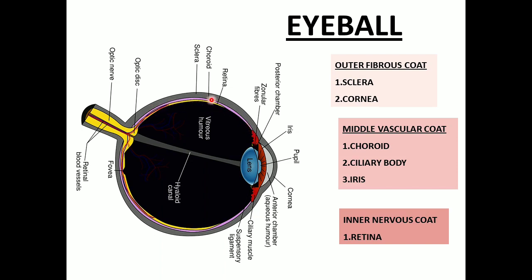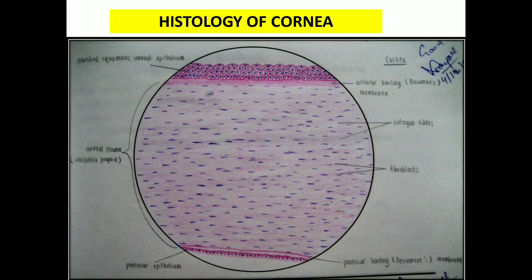After the fibrous coat, what you see here is the vascular coat, modified to form the choroid, and here the iris and ciliary body. This is the second coat. Third layer is this one, the retina, a neuronal layer that consists of the rods and cones.